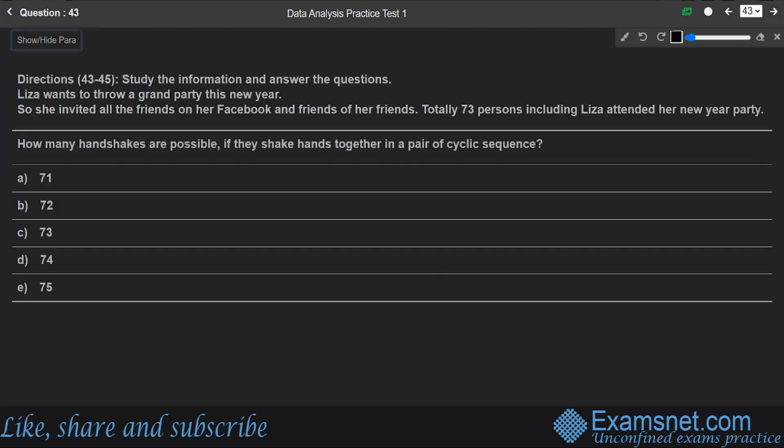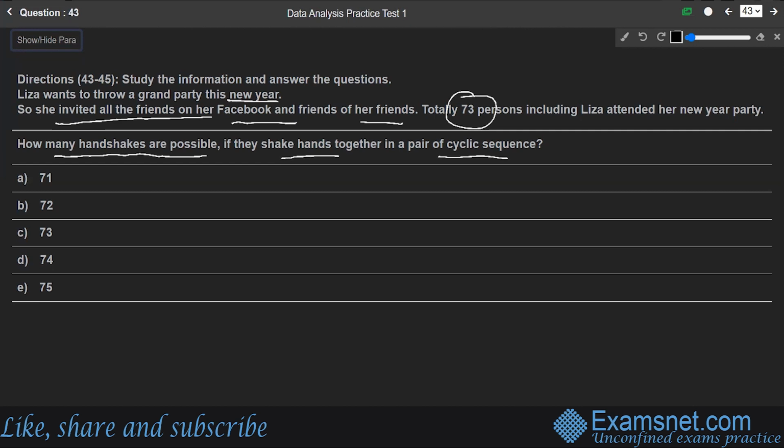Now the question says Elisa wants to throw a grand party this new year, so she invited all the friends on her Facebook and friends of friends. Totally 73 people, including Lisa, attended her new party. How many handshakes are possible if they shake hands together in a pair in a cyclic sequence?